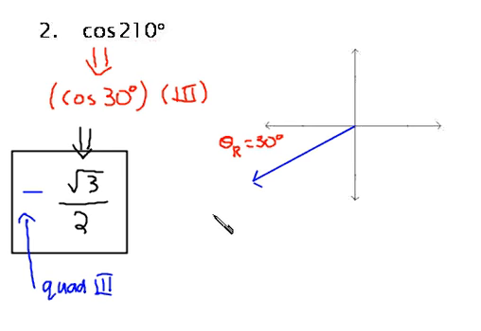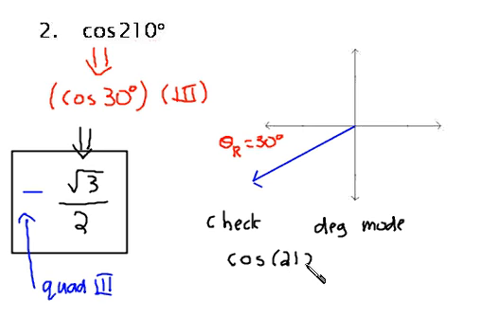If you do want to check, in degree mode, work out the cos of 210 degrees. Just drive it right in, and you'll get negative 0.8660.